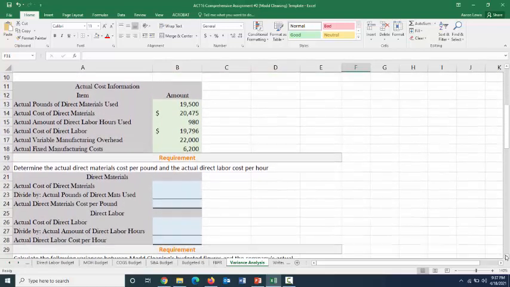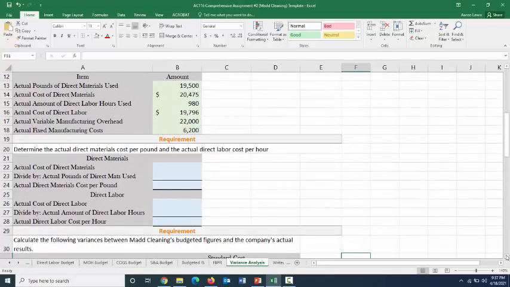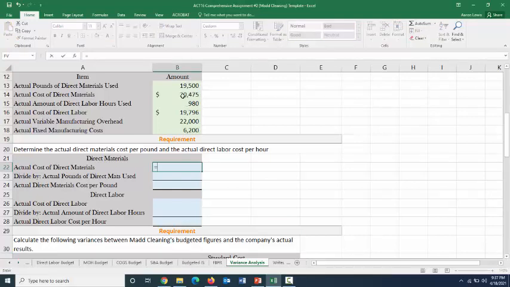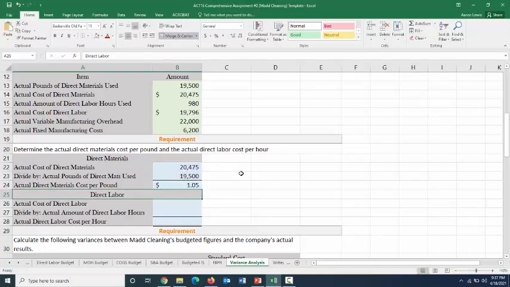So now that we have all of our standards and our actual information, we can start breaking down those variances. The first step we need to do is figure out what our actual cost per unit was for direct materials and direct labor. So our actual direct materials cost per pound and our actual direct labor cost per hour. To do so, you're going to take your actual cost of direct materials, $20,475, and divide it by your actual pounds used, which was 19,500. If we spent $20,475 on direct materials, of which we used 19,500 pounds, that means that we paid $1.05 per pound to acquire the direct materials which we used in production.